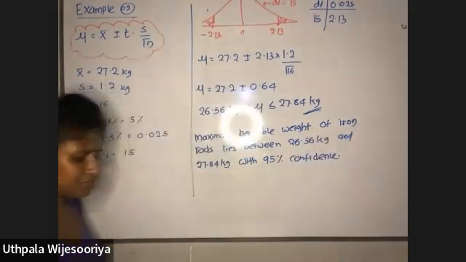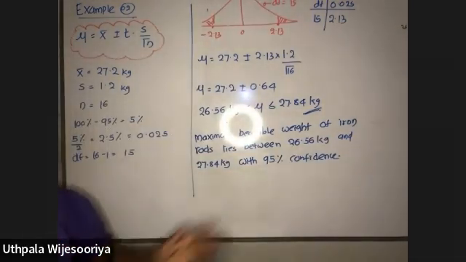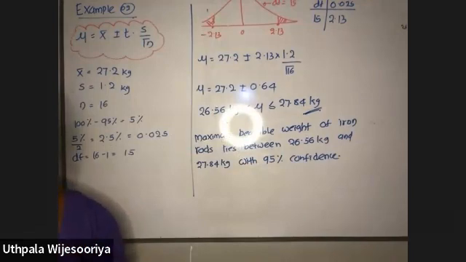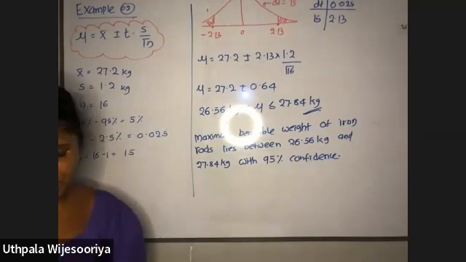Right. You have to select the correct distribution and write the correct formula. Then you have to write your comment. Now this is the method of finding confidence intervals for the population mean.